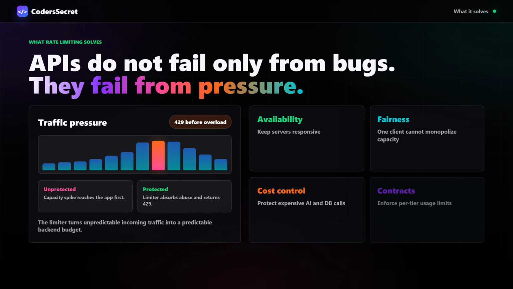Rate limiting protects 4 things: availability, fairness, cost, and contracts. It keeps servers from being overwhelmed, prevents one client from monopolizing capacity, limits expensive operations like AI calls or database searches, and enforces usage tiers.